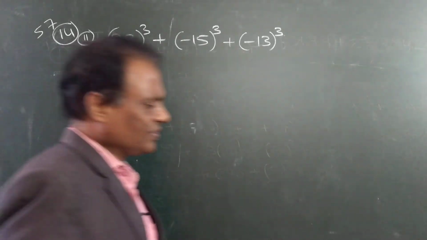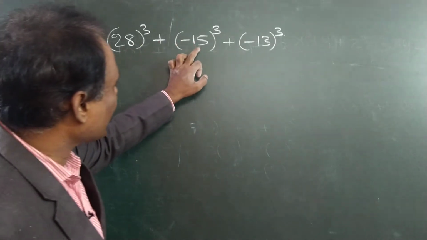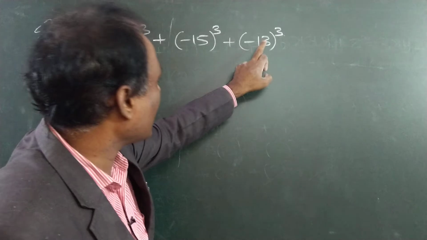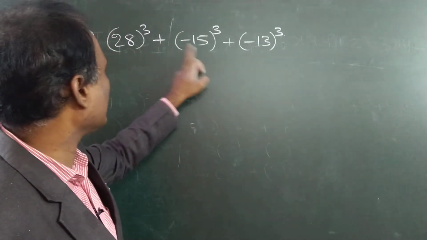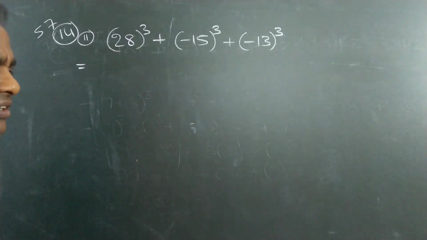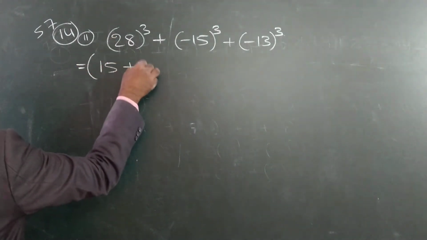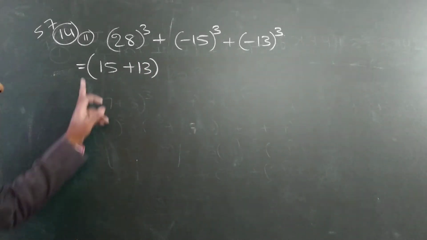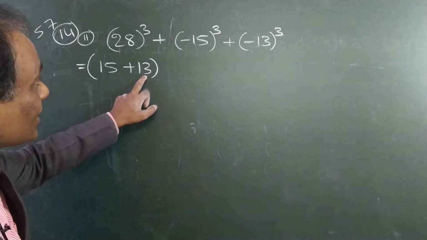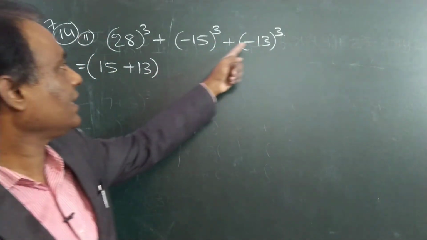Same model. Any one you change. Write this as 15 and 13. Write this as 28 and 13. Or write this in 28 and 15. Any one you write. Let us write the first one. 28 can be written as 15 plus 13. What is 15 plus 13? 28. Why am I writing as 15 plus 13? Because these numbers are 15 and 13.